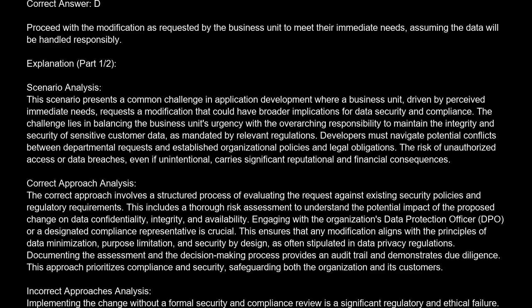The correct answer is D. Proceed with the modification as requested by the business unit to meet their immediate needs, assuming the data will be handled responsibly. Explanation. Scenario analysis.